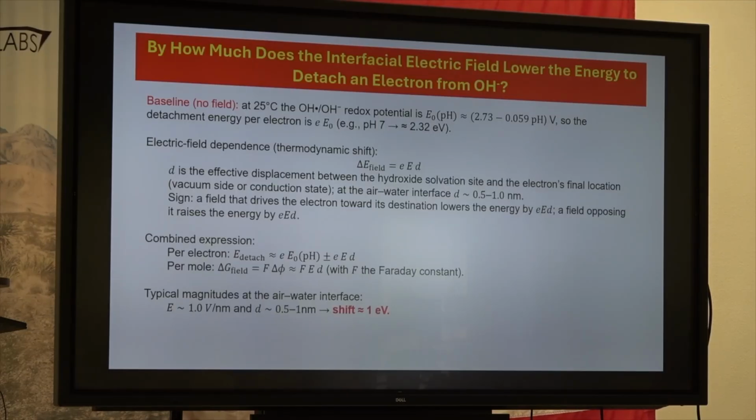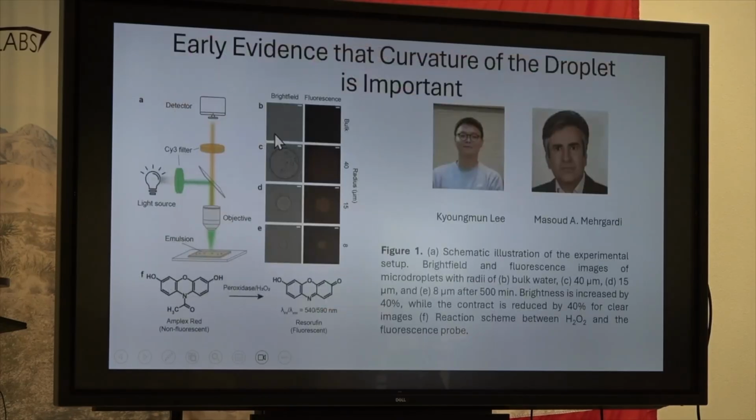How much does the interfacial electric field lower the energy to detach the electron off of OH minus? Because I told you the electron comes off. It comes off because there are acceptors. But it comes off by itself, too. We can actually measure a current, which we have. So let's look at this. Baseline, no field at 25 degrees centigrade, that's room temperature. Okay? Room temperature where I live. Redox potential is this, so that the detachment energy, oh, come back. Let's see if I can make this come back.